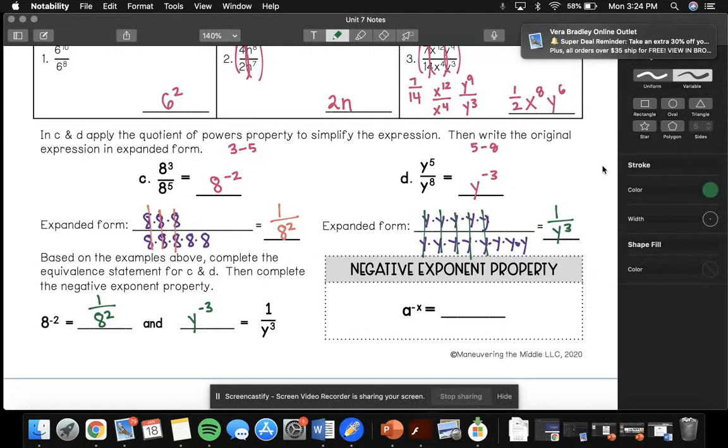Okay. So negative exponents aren't really the best to look at, and we don't really love them. So we always like the positive exponent. So if we ever see a negative exponent, what we're going to do is we're going to rewrite it in the denominator and make it a positive exponent. Okay. So if it's negative, we are going to put it in the denominator and make it positive.